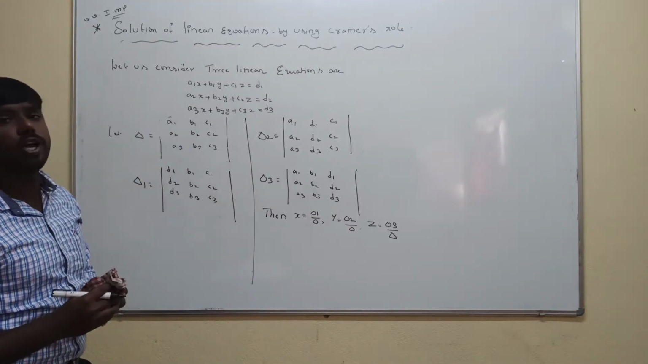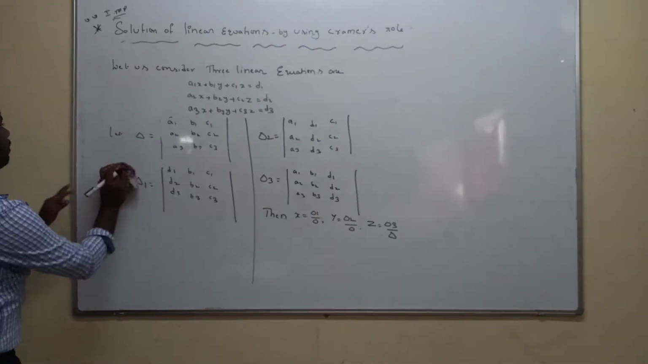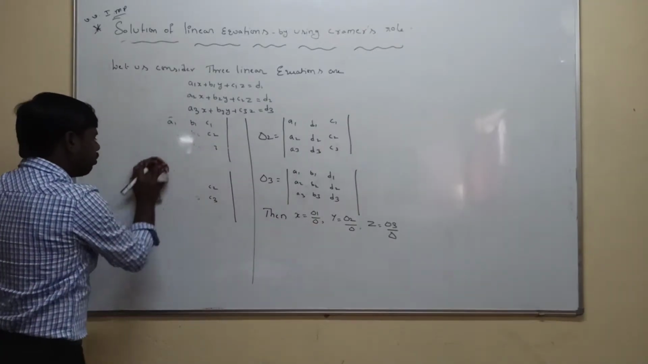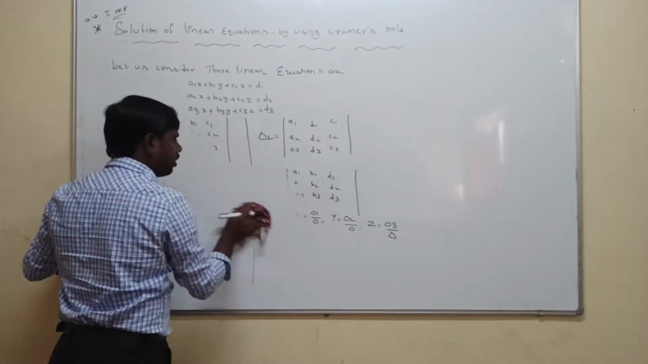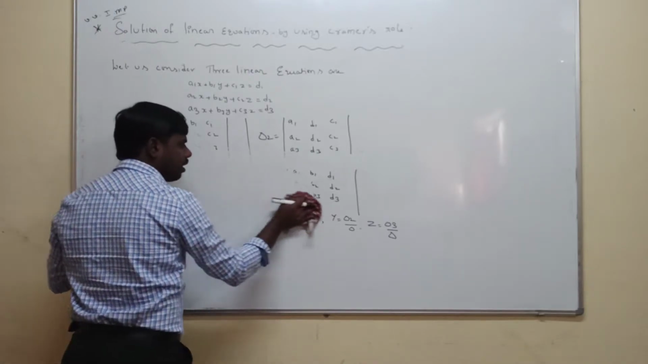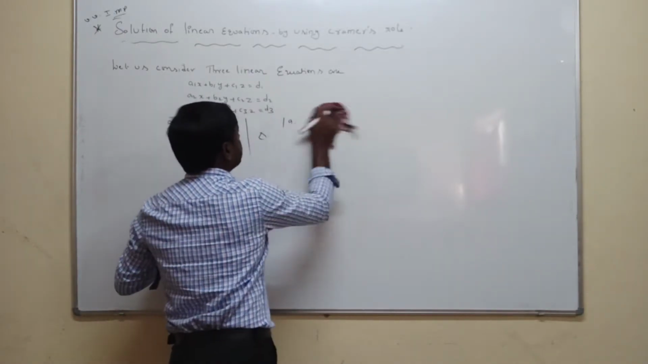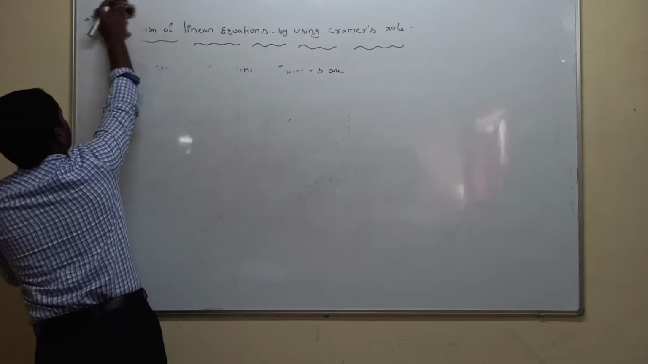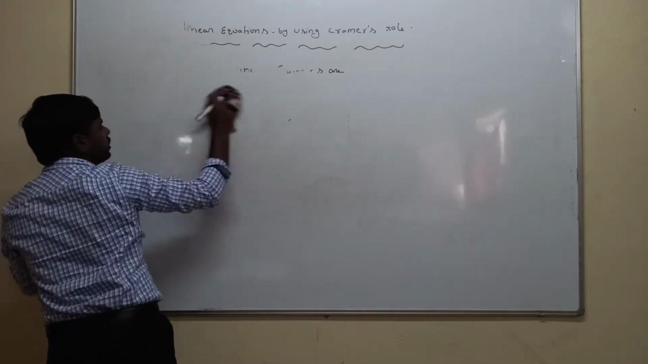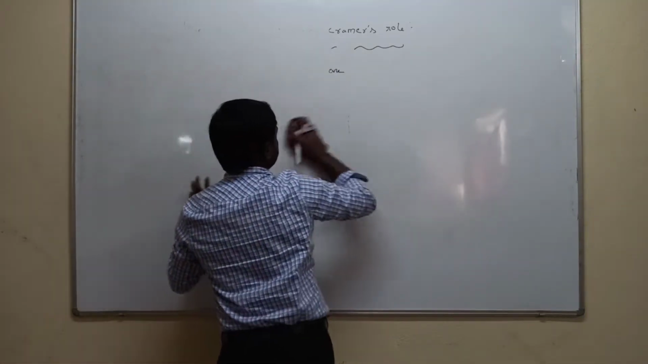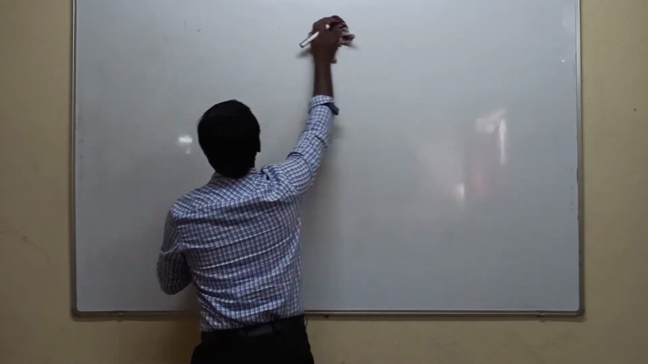Everyone understood? Now we are going to problems. Very important. I think everyone understood the procedure of solving linear equations using Cramer's rule. So now we are going to problems. Very easy. Okay. The first question is very important.